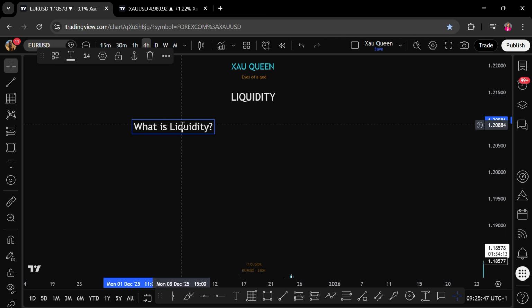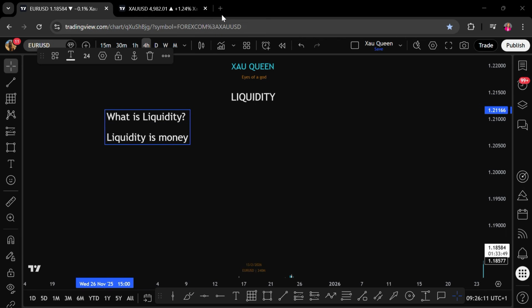Now, this liquidity is money. It is where the buy orders, the large orders, are resting in the market. That is what liquidity is. So now we know that liquidity is money. How does this liquidity affect the market? How do we use it in our trading?